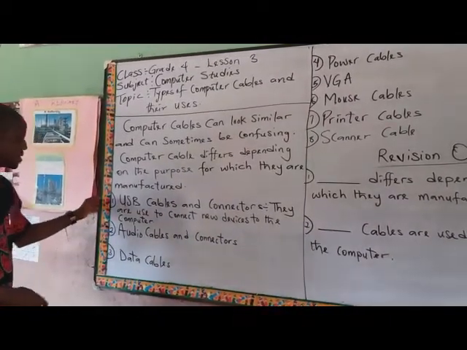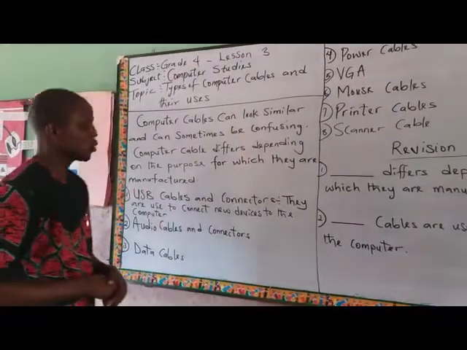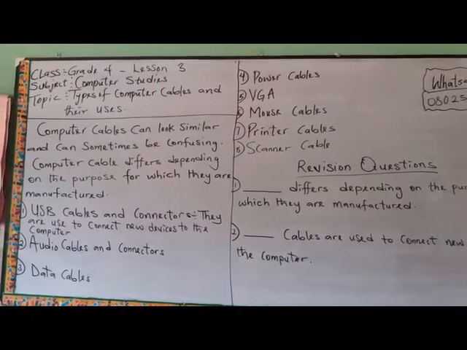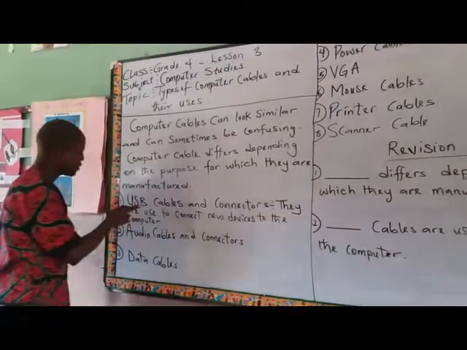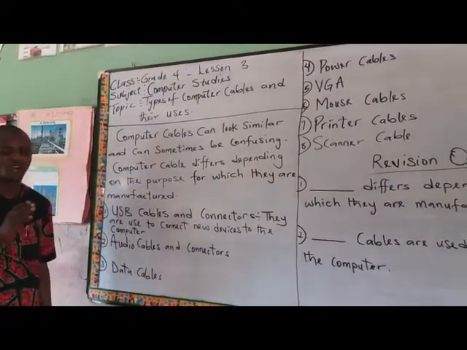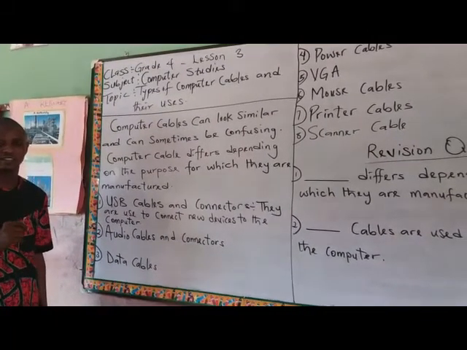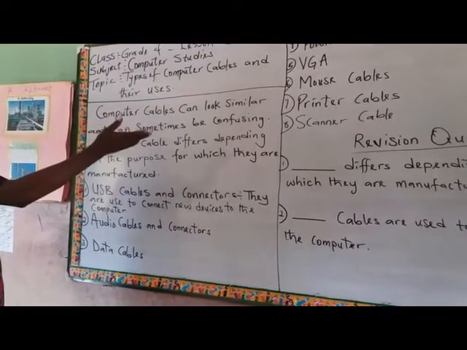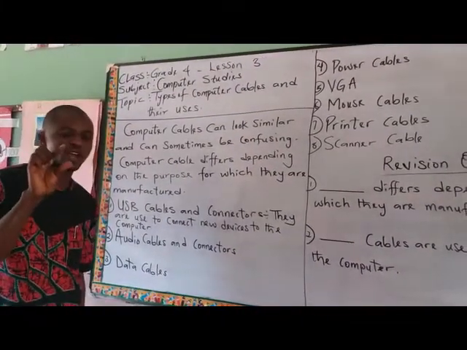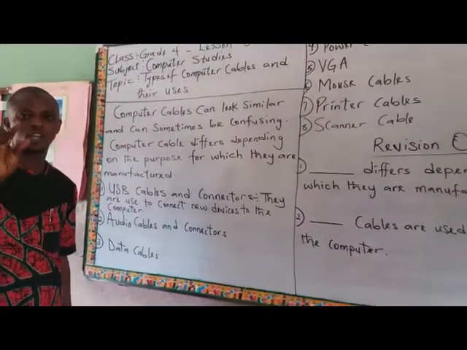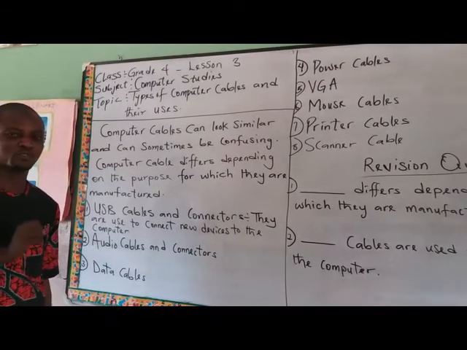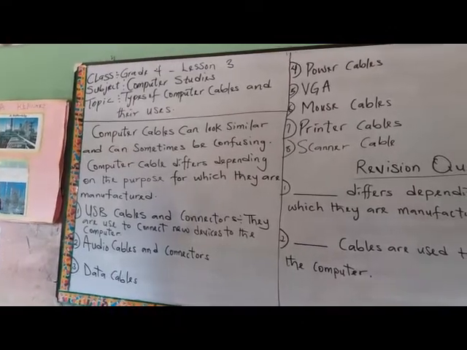Let's look at the types and their uses. We have USB cables and connectors. The design of these USB cables has taken over most computer devices these days. In those days, talking of scanner cable, printer cable, mouse cable, keyboard cable, and so on, they had a particular connector quite different from what we use currently. They are called PS2 cables.